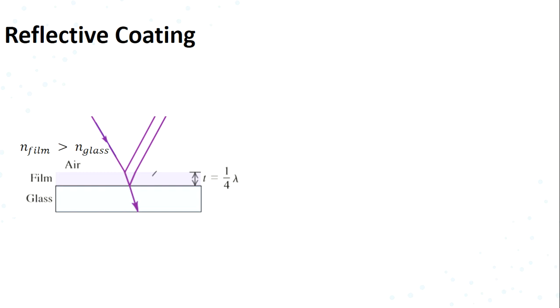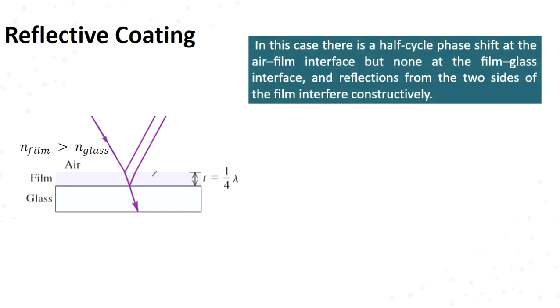Next is the reflective coating. As we can see here, the index of refraction of the film is greater than that of the glass. So what happens here is that there is a half cycle phase shift at the air-film interface but none at the film-glass interface, and reflections from the two sides of the film interfere constructively.